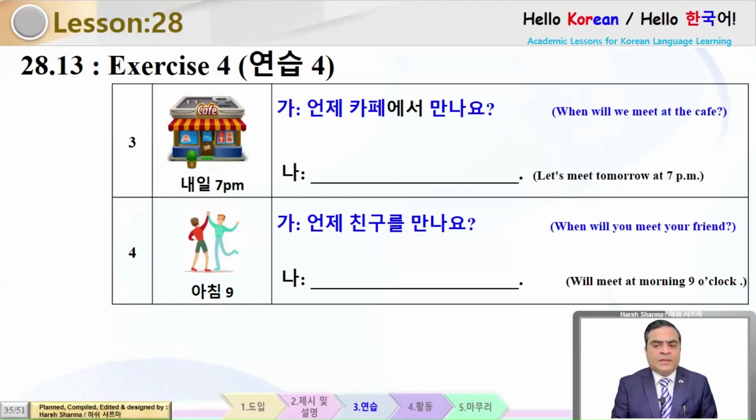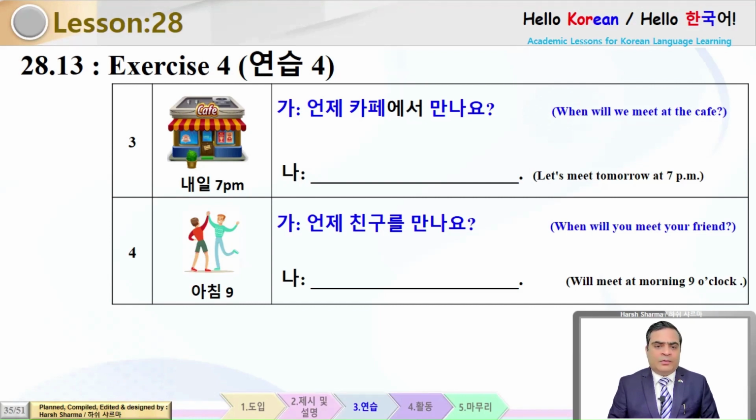Now come to number 3. 언제 카페에서 만나요? Please write the answer. Let's meet tomorrow at 7 p.m. So here it is written below the picture, 내일 meaning is tomorrow. 7 p.m. you know how to write the answer and you have to add a time marker with 7 p.m. Please write the answer.